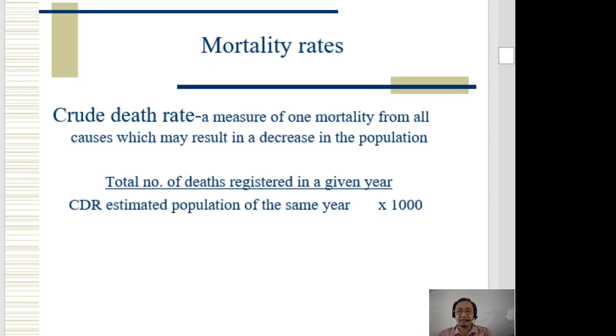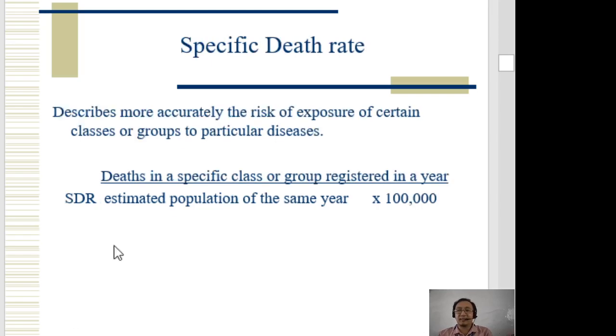Next we have the specific death rate. In a specific death rate, it describes more accurately the risk of exposure of certain classes or groups to particular diseases. Again, it's not the whole population.